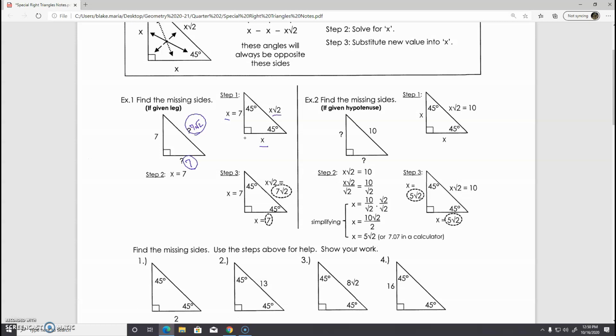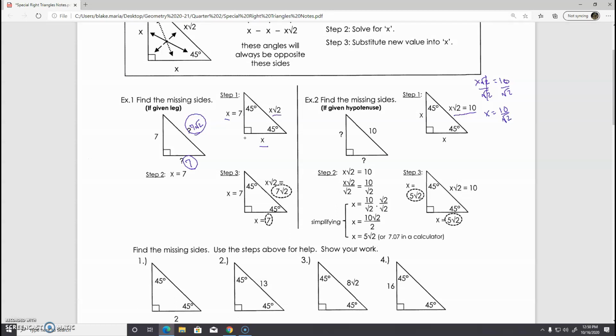This side is 7. Okay, so sometimes X is given to you. Other times it's not given to you. So here we labeled it X, X, X root 2, and we noticed that X root 2 equals 10. So we actually have to solve for X. So X times the square root of 2 equals 10. We're going to divide both sides by the square root of 2. So those will cancel. You'll get X equals 10 over the square root of 2.